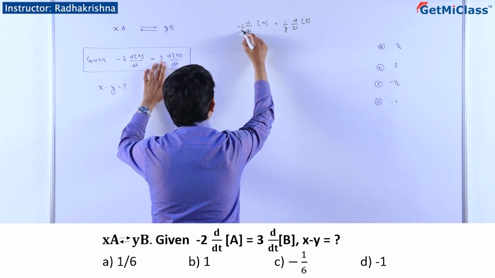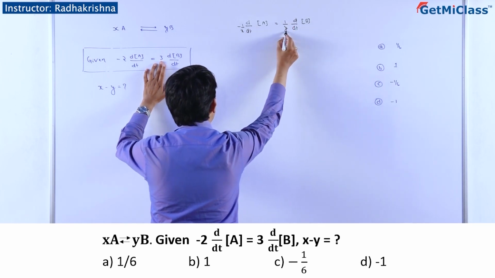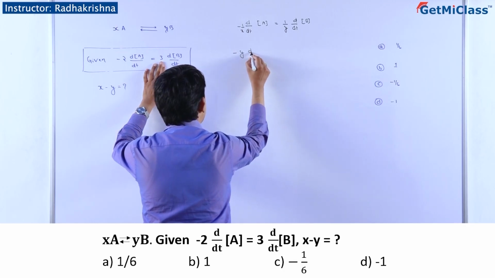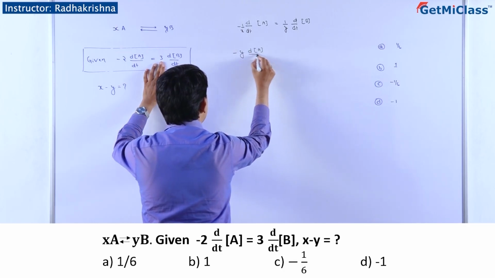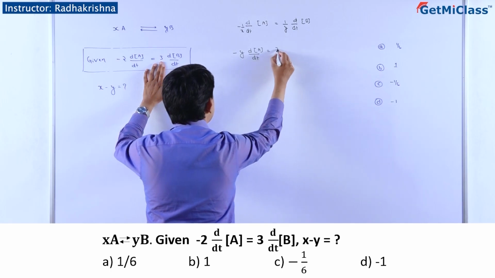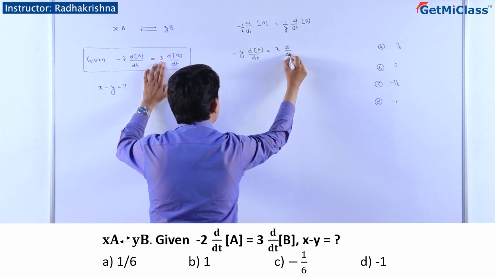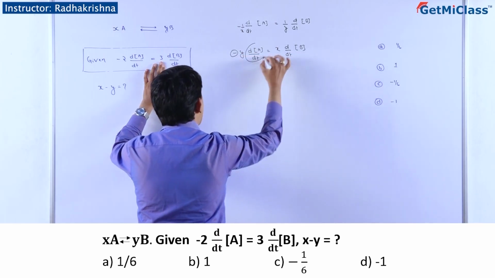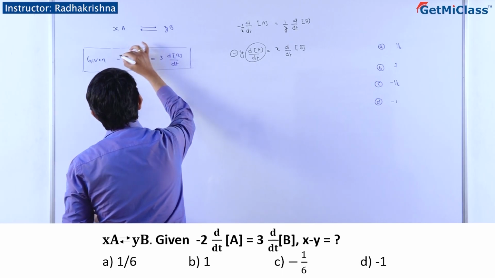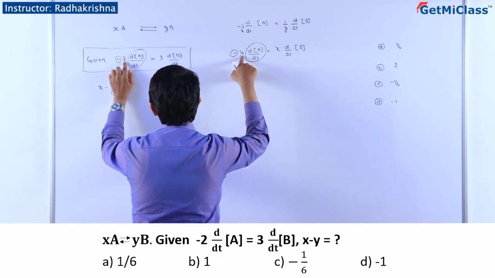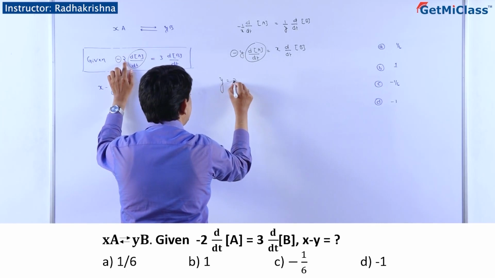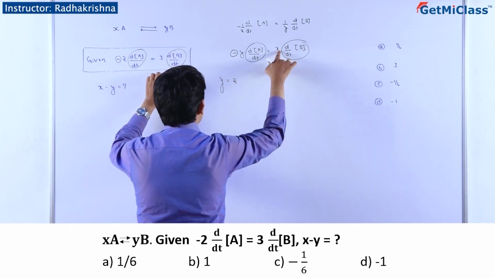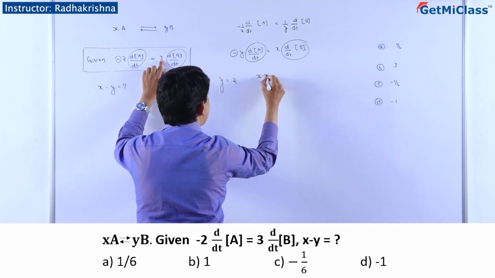So what I am doing is I am getting this x here, I am taking this y here. So what I will get is, it looks like this: minus y dA by dt, that is equal to x d by dt of B. So you people can see this and this are one and the same. So what is y then? 2. You can see this and this are one and the same. Then what is x? We can see it's 3.